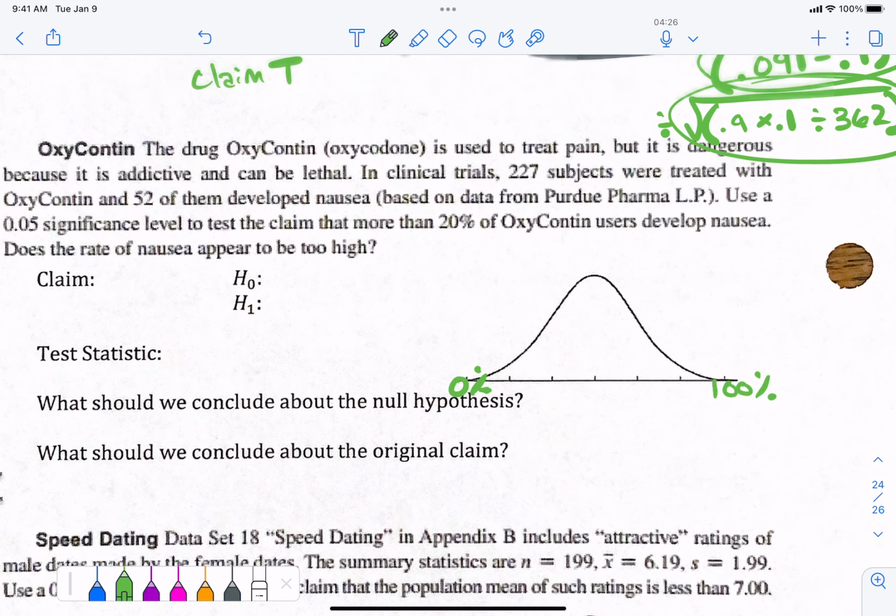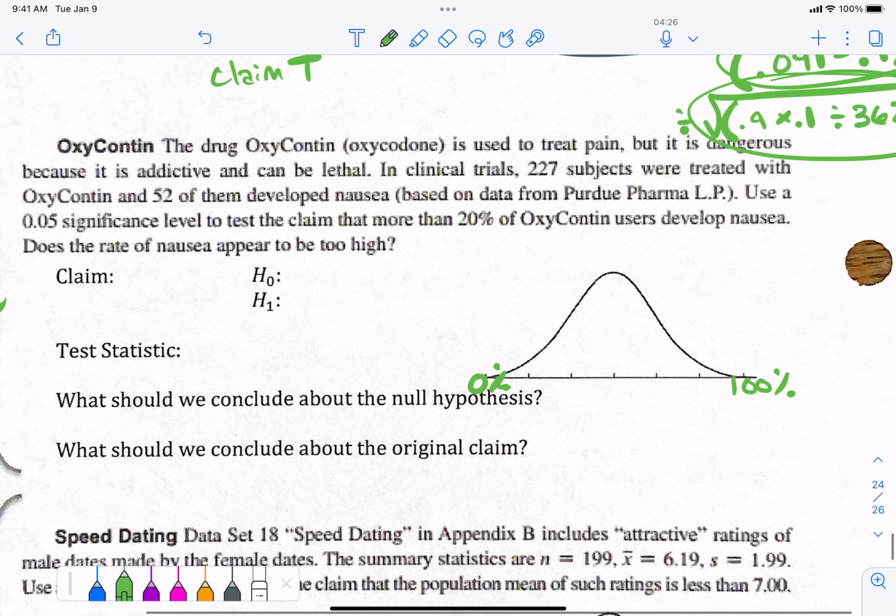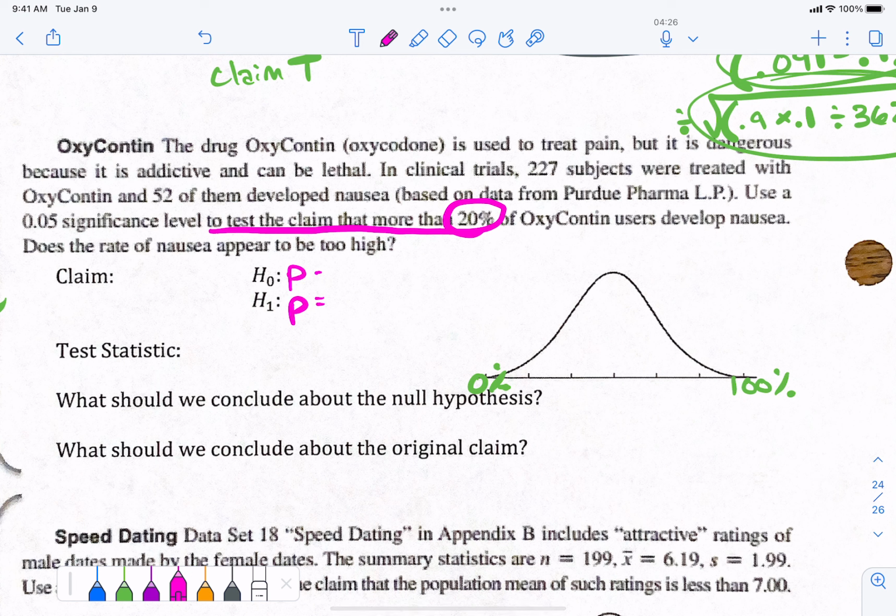P-value method. That means we have 0% and 100%. I won't tell you on the test that this is a proportion, so let's look through. To test the claim that more than 20%, that's a P. If it's a percentage, we know it's a proportion. P equals 0.20, and then we're doing more than, which means greater than 0.20. The claim is the bottom one, the greater than.